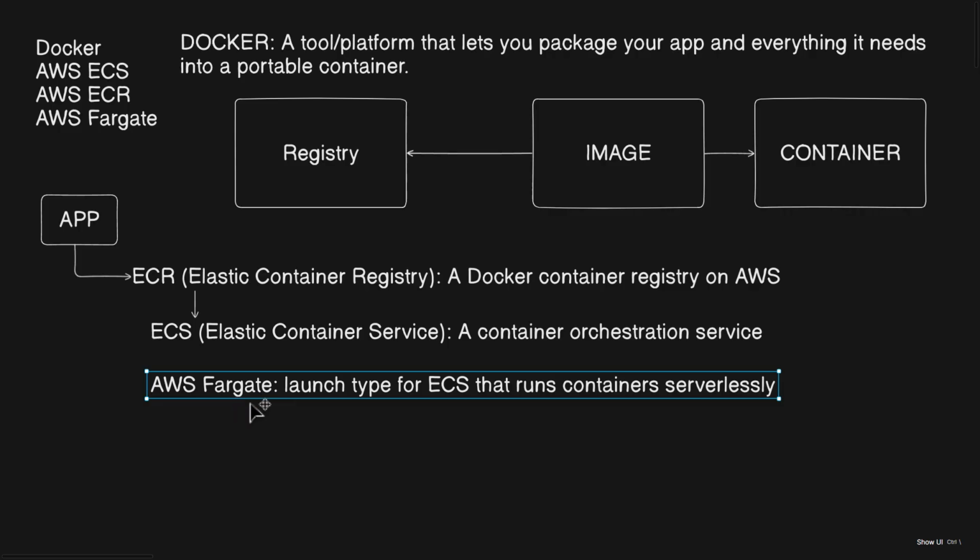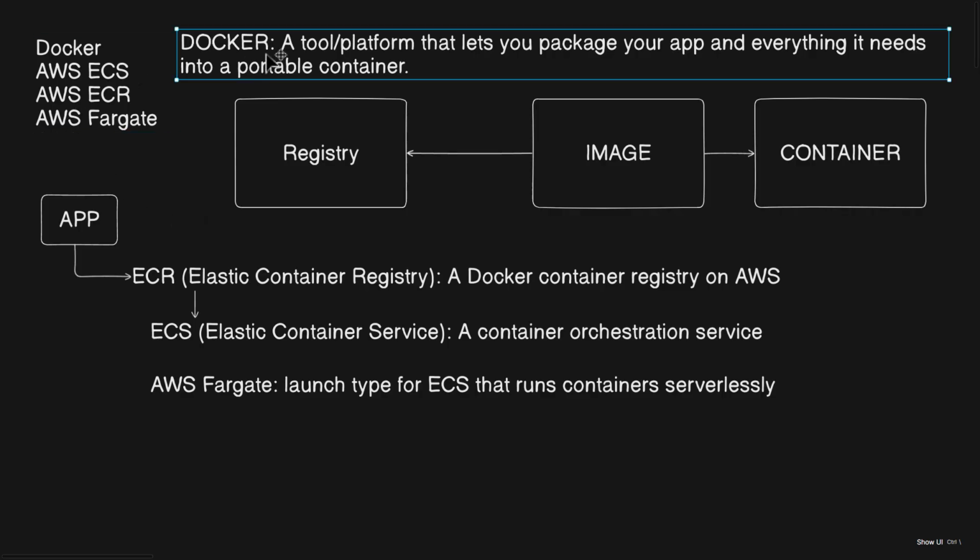So AWS Fargate is nothing but a launch type for ECS that runs containers serverlessly. And serverlessly meaning there's no server to manage, I should say. There's no server for you to manage. Server will be there in the hindsight, but you are not managing it. AWS is taking care of it. That is what AWS Fargate is. I hope all these terms are clear, because these terms are important.